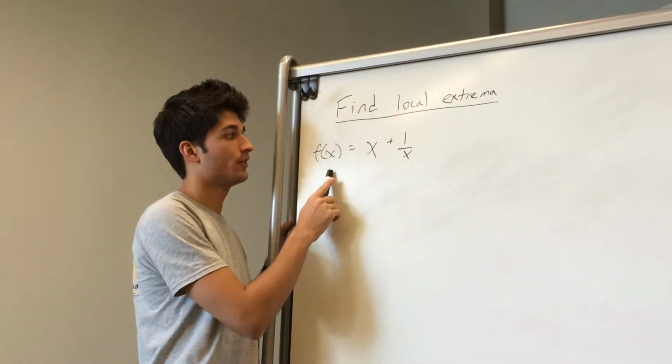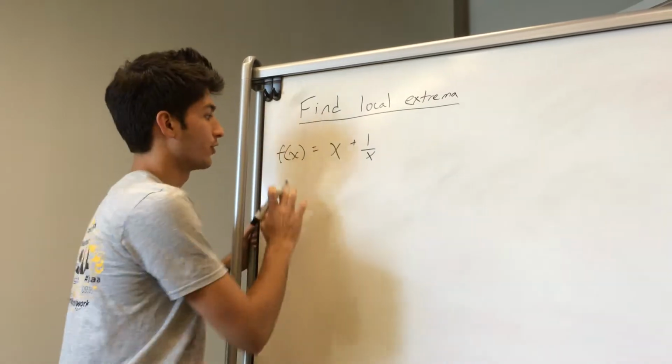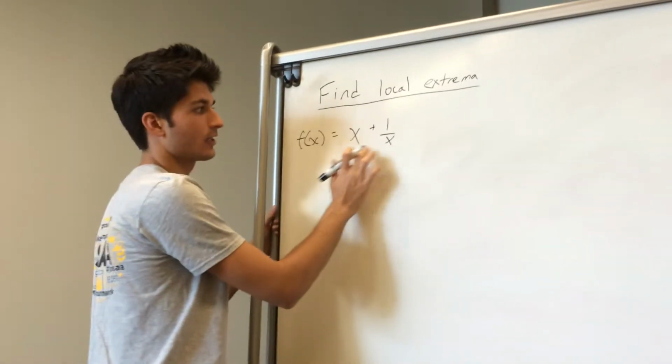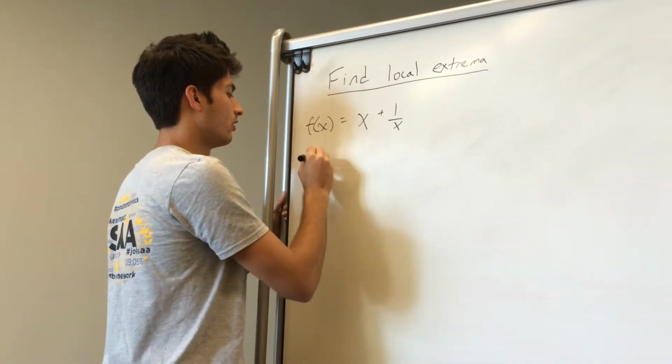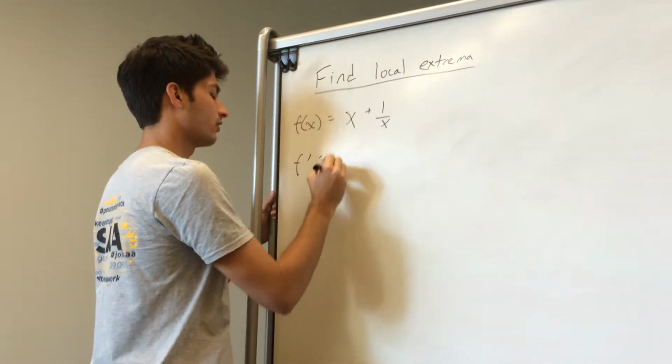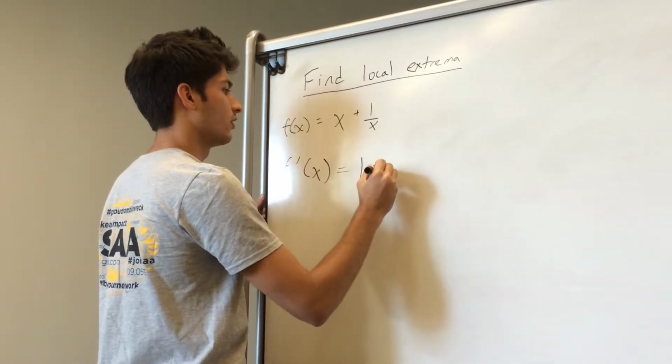Guys, here's a function. Our job is to find the local extrema of it, and I'm going to walk you through the problem. If f of x is our function and it equals x plus 1 over x, we first want to find the derivative of that. I'll tell you why in a second.